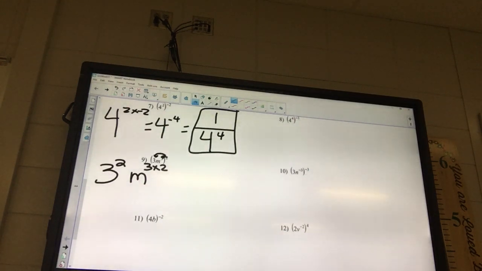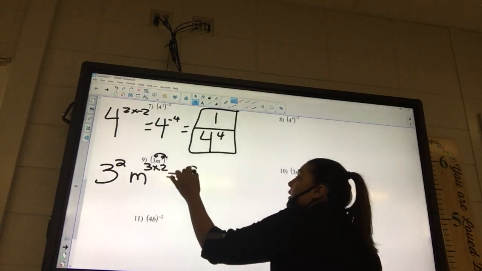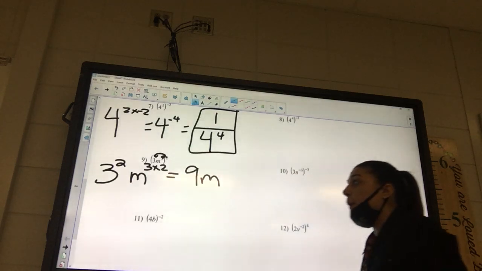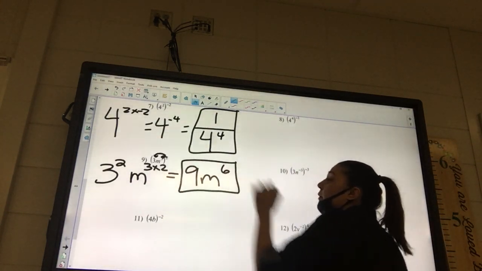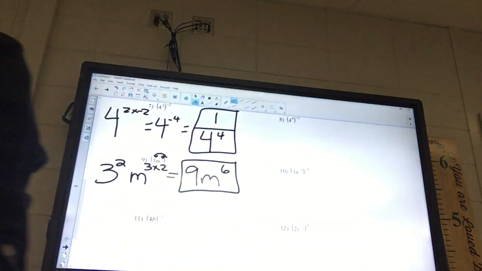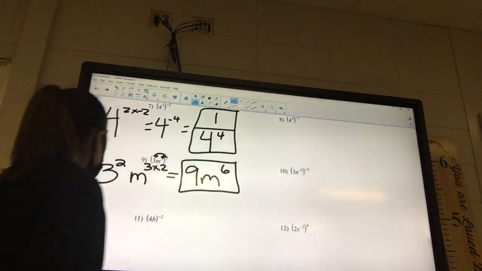That little 2 needs to go to that 3 and to the other variable. Now, what is 3 squared? That's 3 times 3, and that's 9. And then we have m, and it's going to be m to the what power? 6. To the 6. And we don't need to do anything else. Why? Because it's positive.